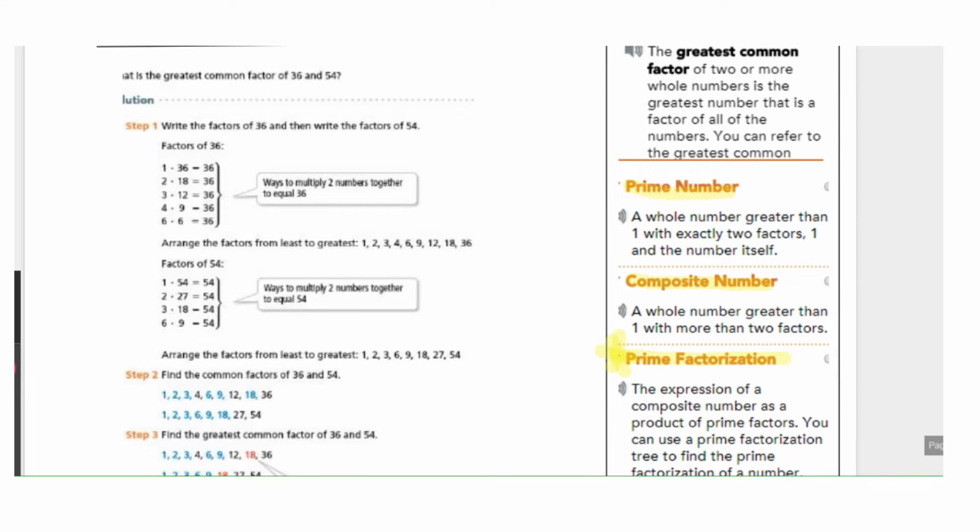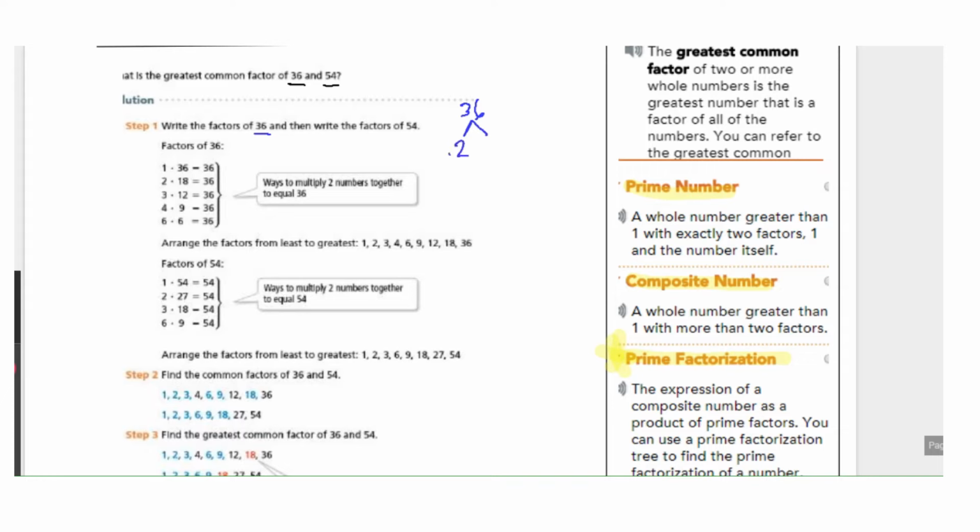We're going to do the prime factorization for 54 and 36 so we can find the greatest common factor. We're going to do 36 first. I'm going to put 36 and use a factor tree. I know 36 is an even number, so I can do 2 times a number.